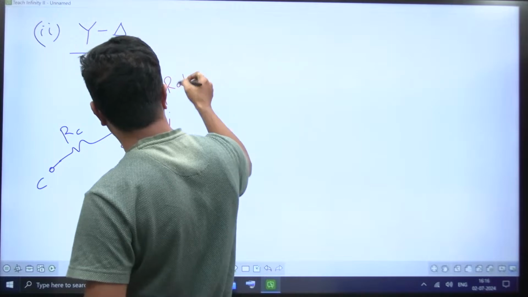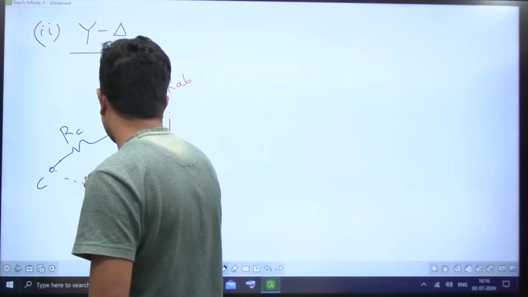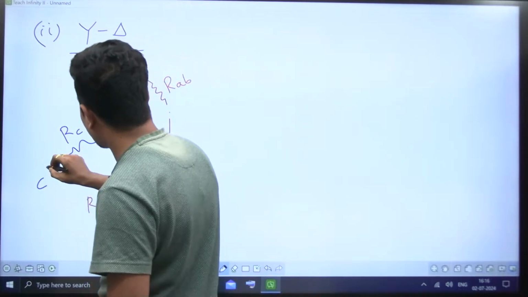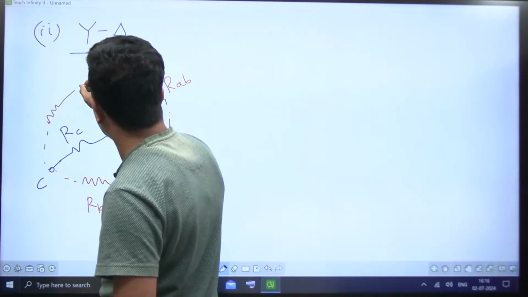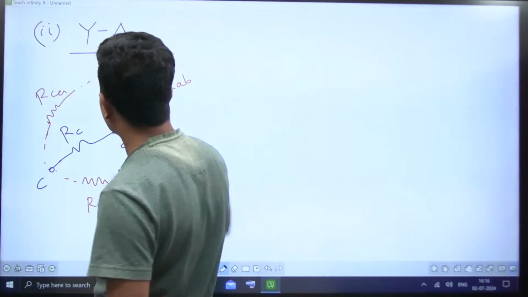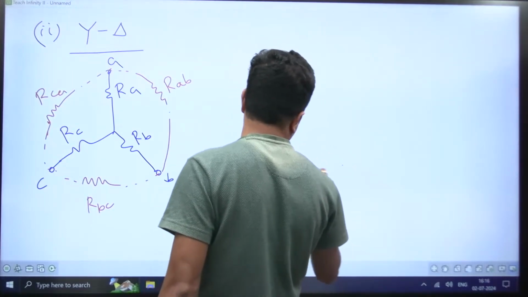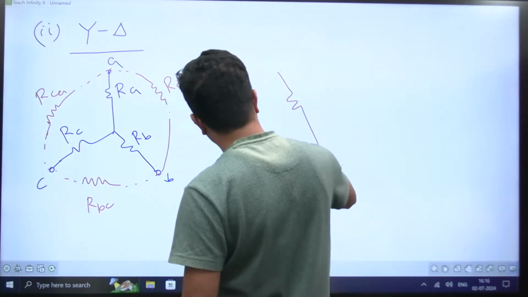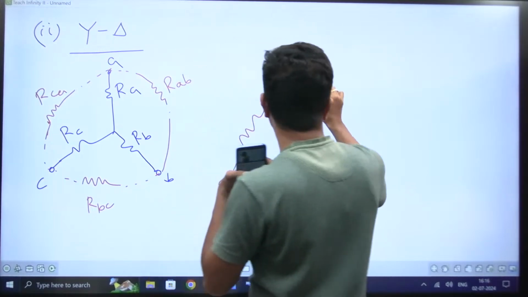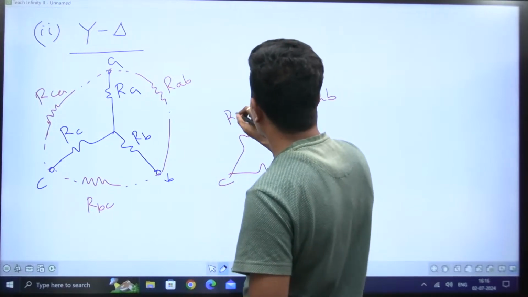Delta means that one only. I want this branch, that is RBC, and I want this branch, that is RCA. So I'm going to get a delta like this. You know how a delta looks, we just finished that with delta to star. This is A, this is B, this is C, and this is RAB, this is RBC, this is RCA.